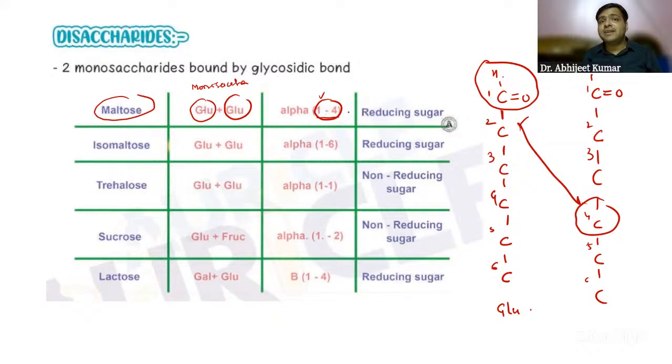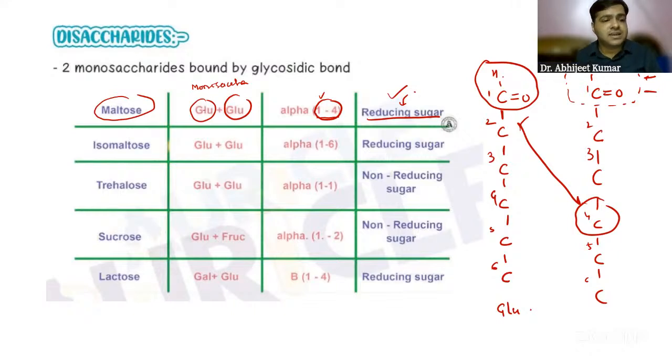Now, guys, why is it reducing? I have told you the definition of reducing: it is having one free functional group. If you see the second glucose, this aldehyde group is free. It is not participating in the bonding. That's what makes it reducing, the free functional group.